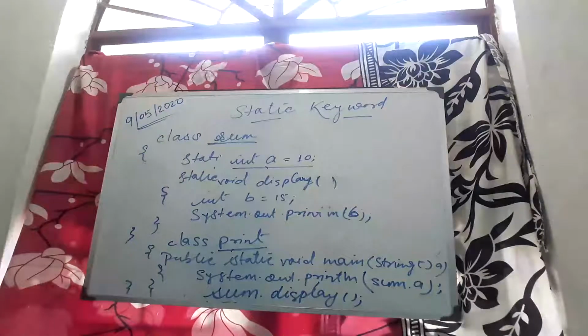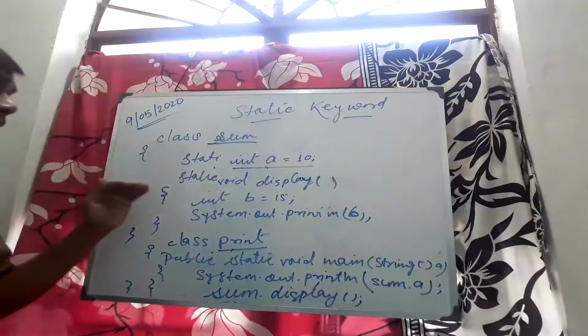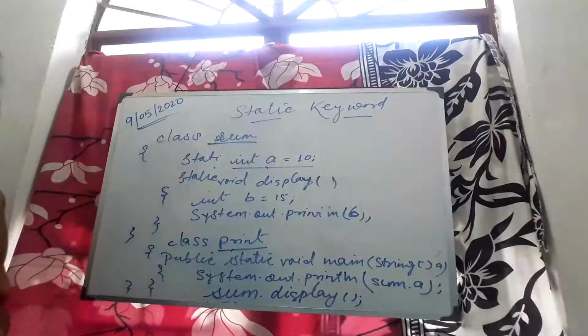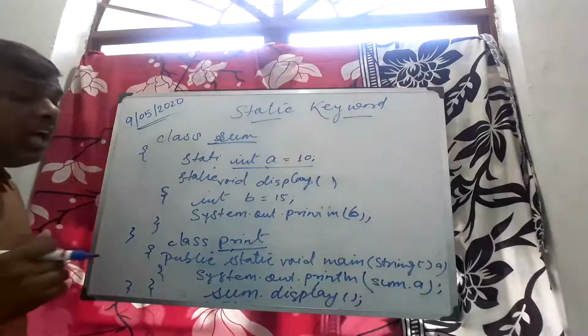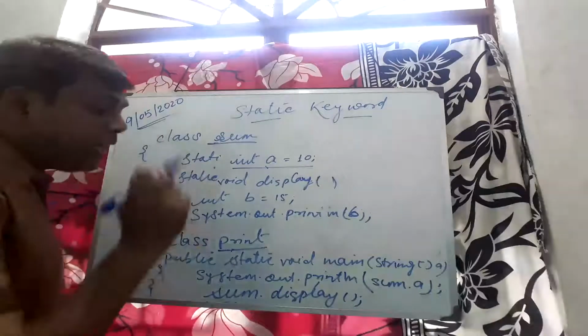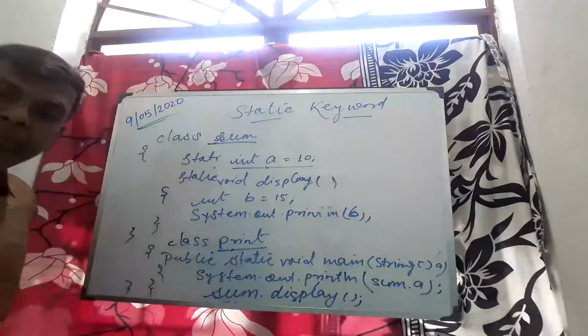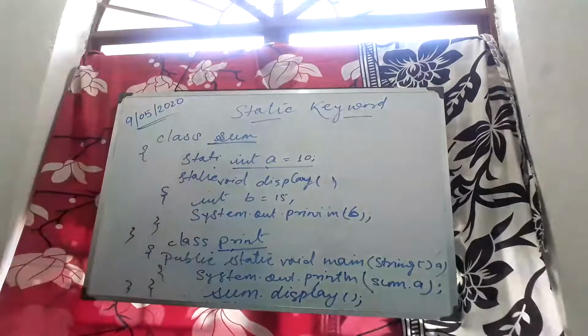Yeah. So if a static variable and a static method have been defined in some other class, and we want to print the value of the static variable and call the static method in a different class, then in that case we must use the reference of the class where the static variable has been defined as well as the method has been created.